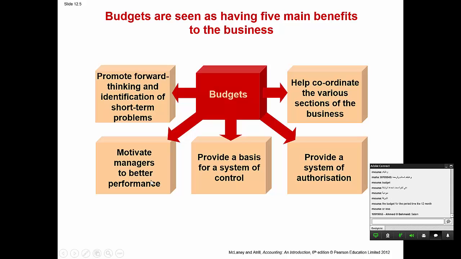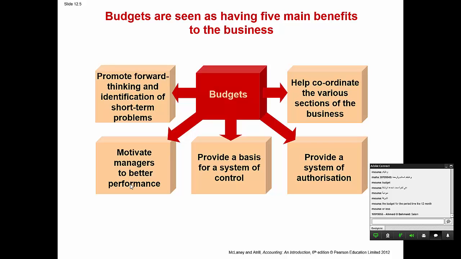And also the budgets motivate managers to better performance. How can they motivate the managers to better performance? For example, the higher management in the company tells the manager that if you reach a certain level of performance, then you will get some reward for your performance. In this way, the higher management will motivate the managers to enhance their performance.